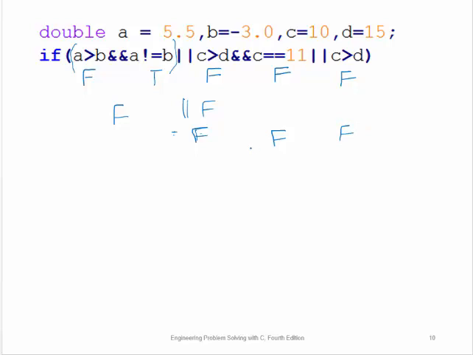But that is actually not what occurs in this problem. So what actually occurs, how it actually gets interpreted, using precedence. A not equal to B, that's a true.